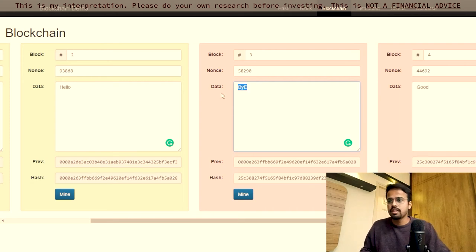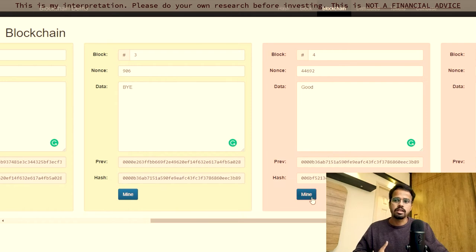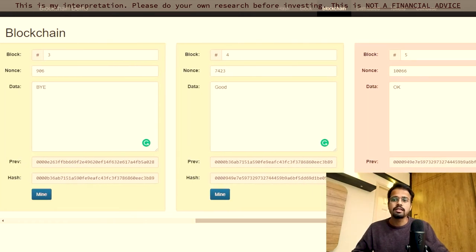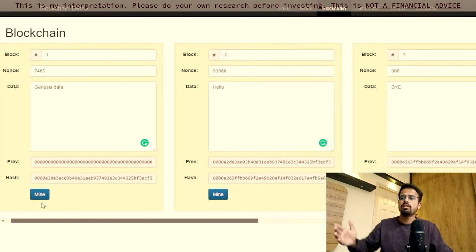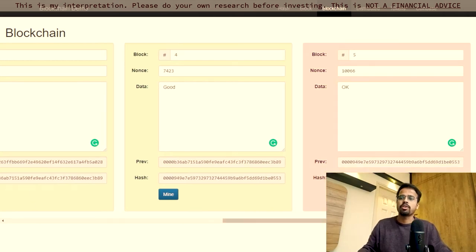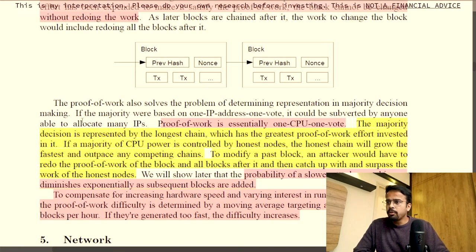So if I change this to a capital Y, then what I would need is to mine this and create a new hash, and pass it to the next block. So even if I change something in block number 3, I will have to make changes in all the subsequent blocks, not in the previous blocks, but all the subsequent blocks. This is what the white paper is trying to say on this line: the proof of work also solves the problem of determining representation in majority decision making.